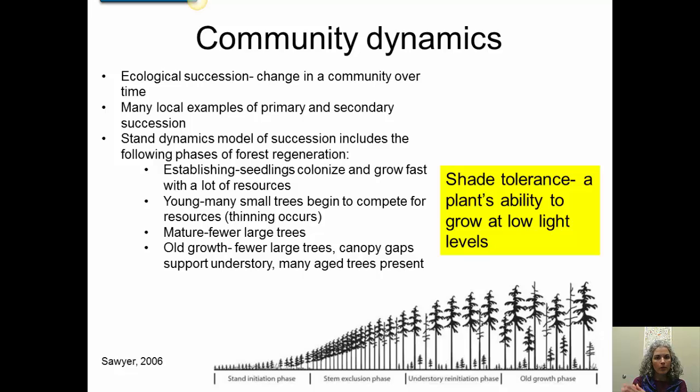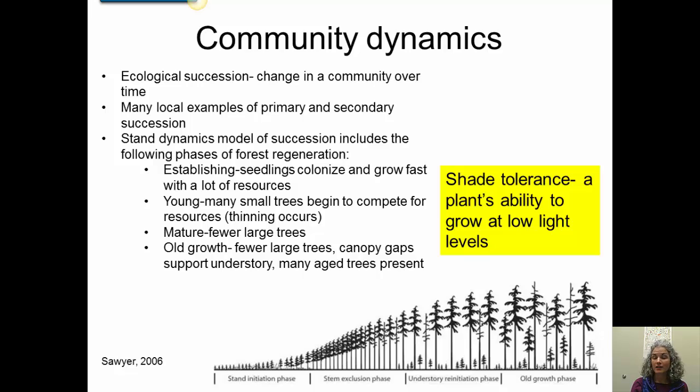So moving on to the idea of community dynamics, how communities change over time. You learned about the concept of ecological succession, or the change in a community over time. We have many local examples of both primary and secondary succession. Primary succession being the kind of succession that occurs on bare minerals. So this is the kind of succession that occurs after a volcanic eruption. So we have lots of examples of primary succession occurring on the substrates that were created by the eruption of Mount Shasta. Secondary succession is succession occurring in a site after a disturbance, like a fire.